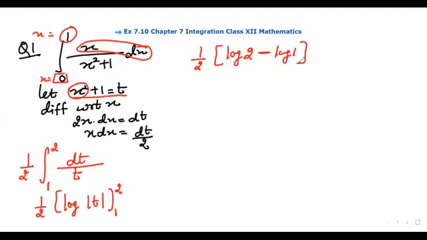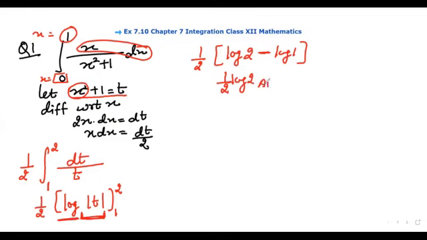Few students think that I will keep log aside and I will put the value here simply 2 minus 1. But that would be a wrong step, because log and t are not two different values. This is only a single value. So when the value is single, you have to take it together as I have done. And log 1 we know is 0. So the answer will be half log 2.